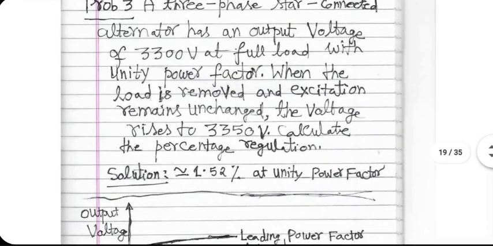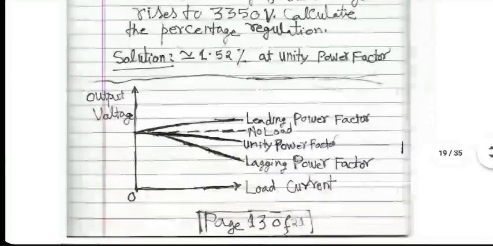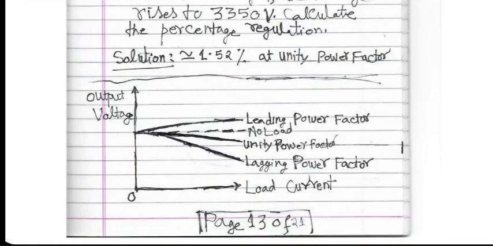That's why I've written the answer very carefully. 1.52% at unity power factor. Now, without going into theory right now, let me give you a snapshot of how the behavior of output voltage in a three-phase synchronous generator, in a three-phase alternator rather, looks as load current goes up. At no load, of course, you will have a flat line. In fact, there is no load current at all. So that is the reference point.